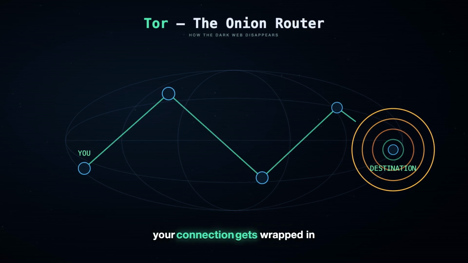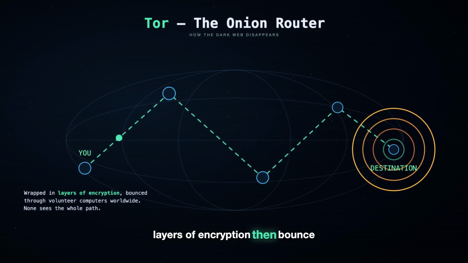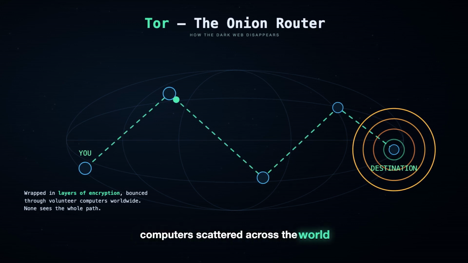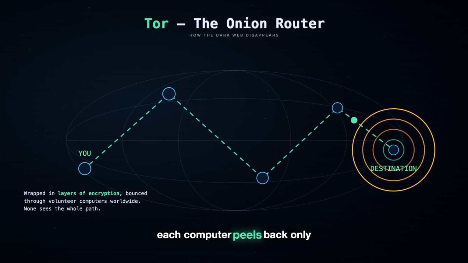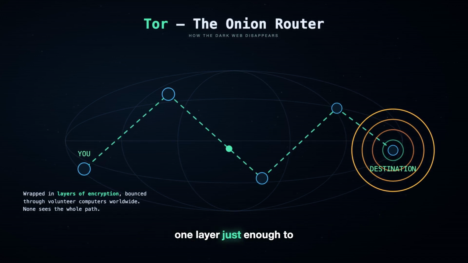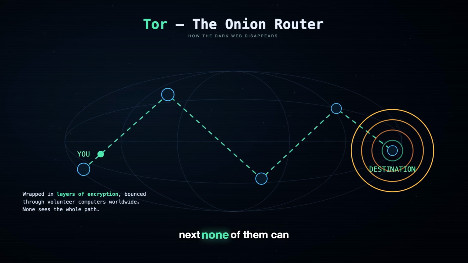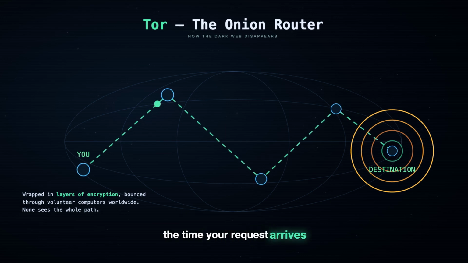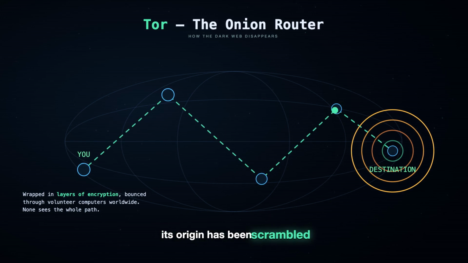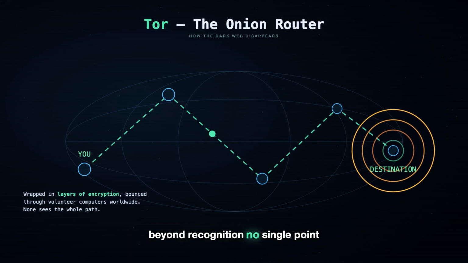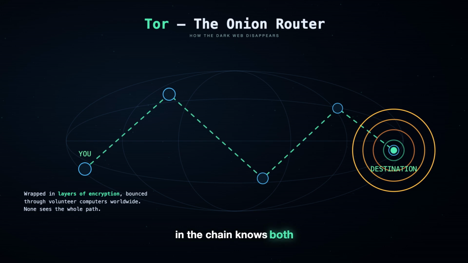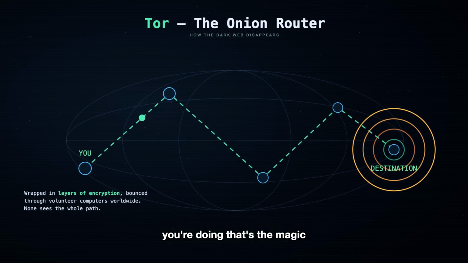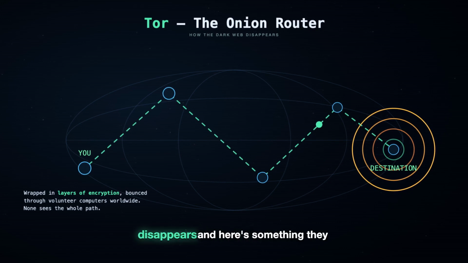Instead, your connection gets wrapped in layers of encryption, then bounced through a chain of volunteer computers scattered across the world. Each computer peels back only one layer, just enough to know where to pass it next. None of them can see the whole path. By the time your request arrives, its origin has been scrambled beyond recognition. No single point in the chain knows both who you are and what you're doing. That's the magic. That's how the dark web disappears.